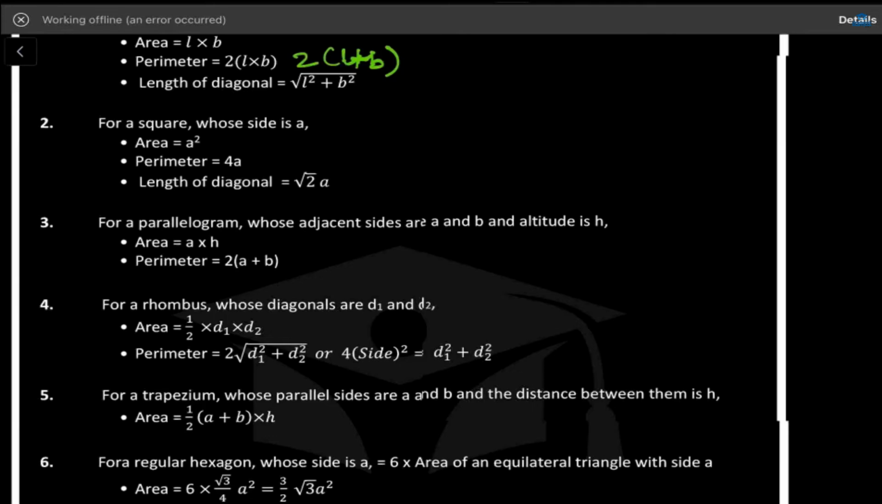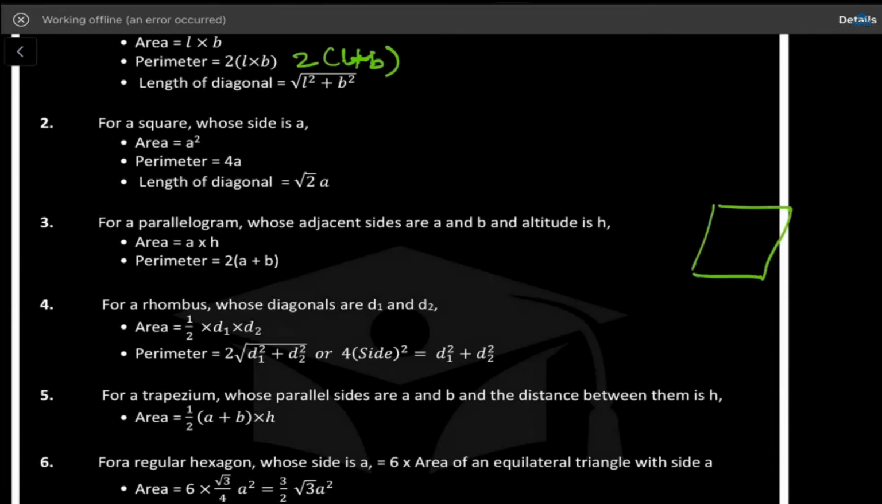Now with parallelogram, what type of figure is a parallelogram? This type of figure. Parallelogram, whose adjacent sides are A and B, and altitude is H. Okay, this altitude is H. The area will be A into H. You will take the base and the height. Okay, area of parallelogram, and perimeter will be 2 times A plus B.